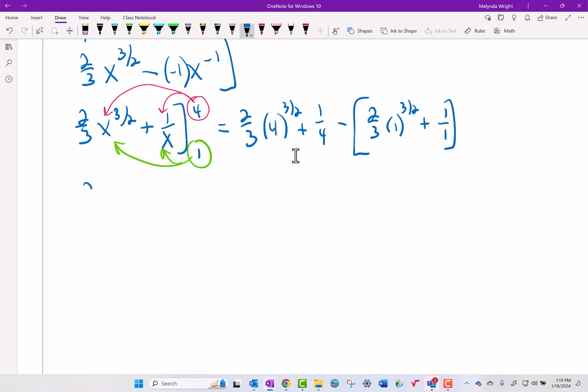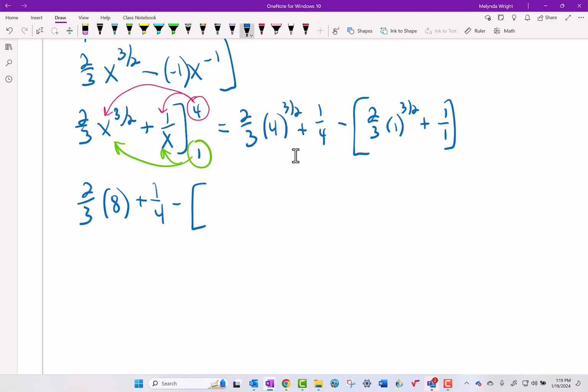Okay, so I'm going to write the 2, just bring the 2/3 down. I'm going to do the square root of 4. The square root of 4 is 2. 2 cubed is 8. Plus 1/4 minus. Okay, that's what I would do. So let's see what we got.